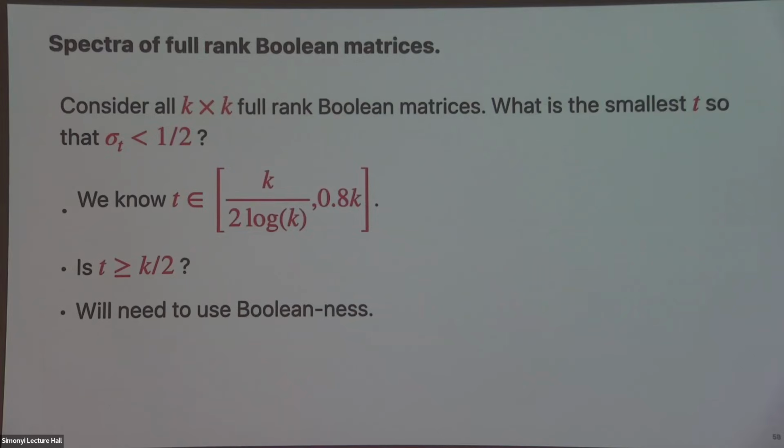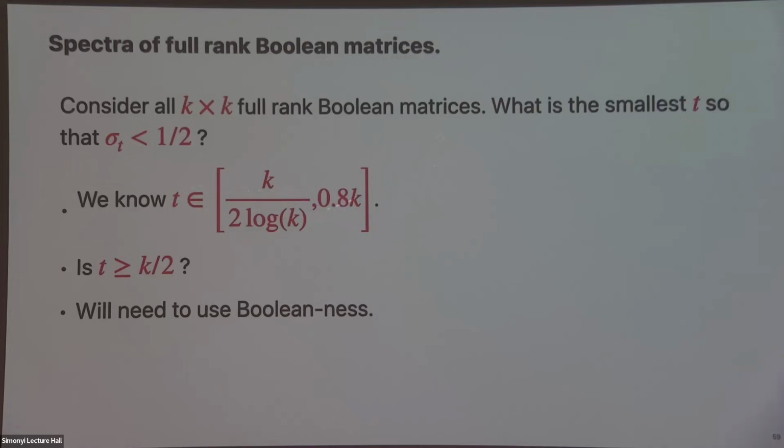So here's a question that I would really like to know the answer to. It's not going to change any theorem that we have proved in a very significant way, but it's a clean enough question that I think we should know the answer to it. Consider all k by k full rank Boolean matrices. What is the smallest t, going from 1 through k, such that you see a singular value less than 1/2? Now, what we've shown is that t needs to be at least k over 2 log k. You cannot drop before that.